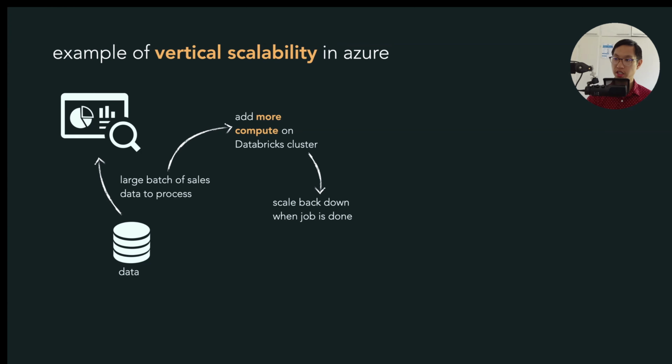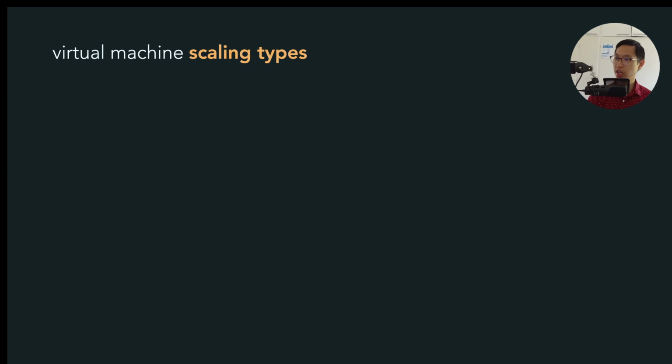And then when the job is done, you scale back down so that you don't pay as much. You pay more during the time when you're processing this large batch of sales data, and afterwards you scale back down. So here we're talking about scaling up and down. That is vertical scalability, while horizontal scalability was scaling in and out. Okay? So notice the differences. This is called vertical scaling, up and down.